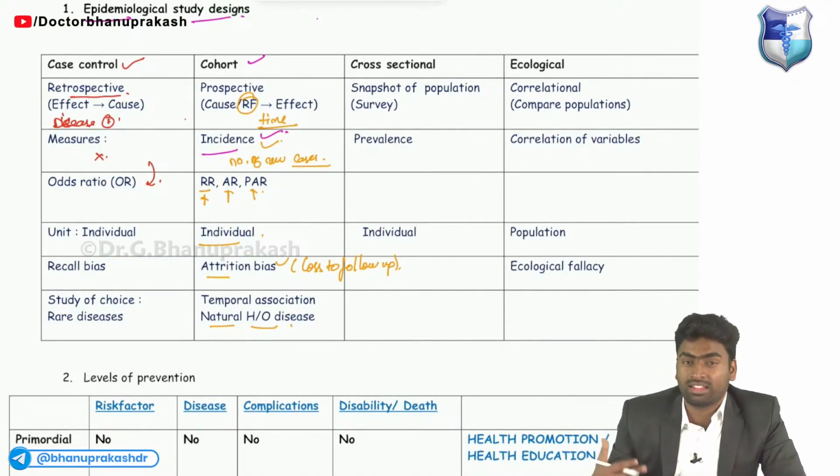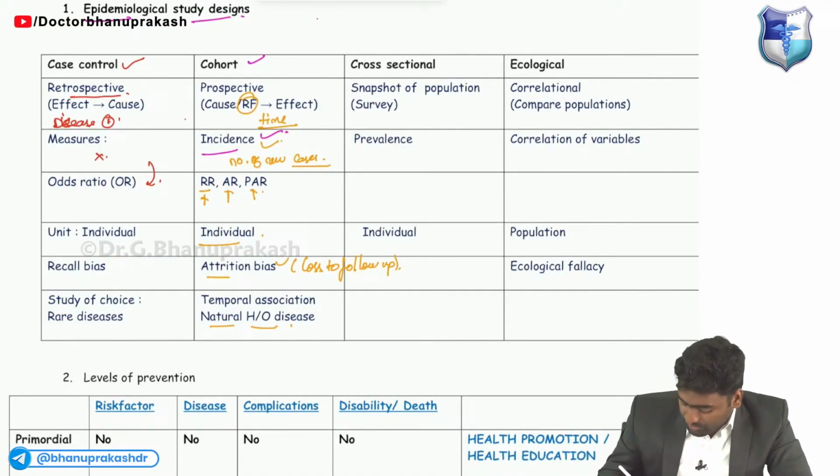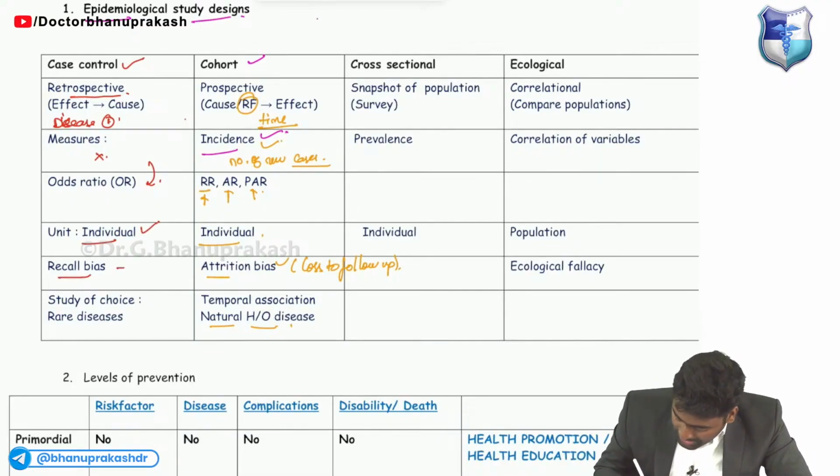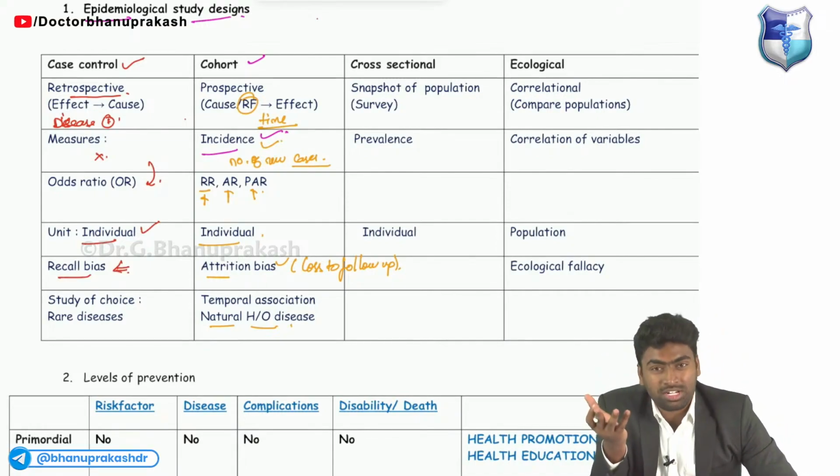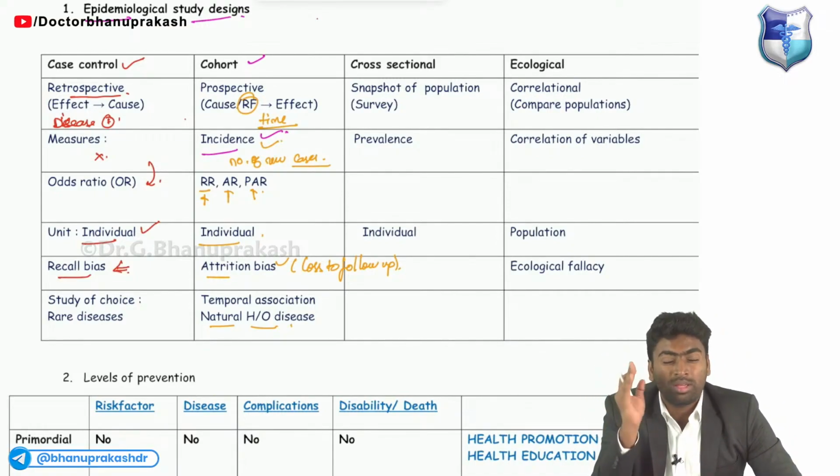If it is less than, actually there is no relation. Okay, the unit of study here is the individual. And what the patient can have is that when you ask questions to him, or when you ask history to him, the patient may forget. This is known as recall bias.